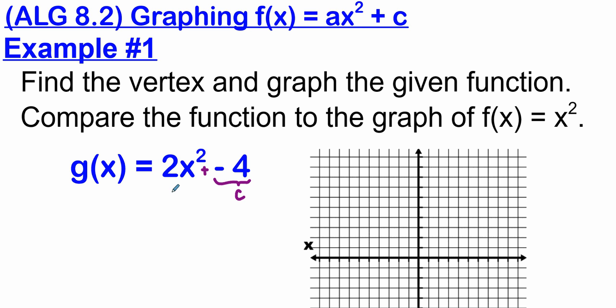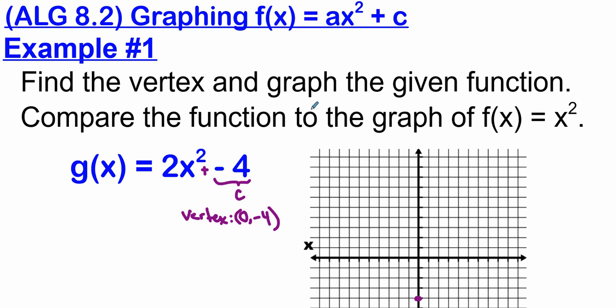So if my vertex is 0, c, then my vertex is 0, negative 4. So again, this translates the graph down 4 units, so my vertex gets translated down 4 units. So instead of it being at 0, 0, it's at 0, negative 4. So we already have a point on the graph right there. I mean, you could plug in 0, that would cancel this out, that'd turn into a 0, and then minus 4, you get out negative 4. So 0, negative 4, again, that's the vertex. All right, find the vertex, done.